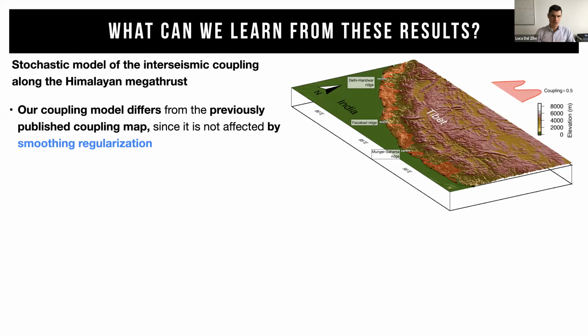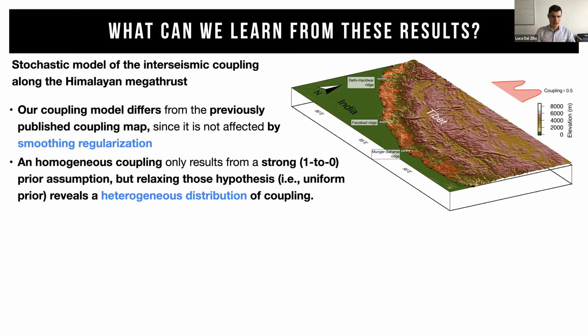But in our case, we don't impose any smoothing regularization. So the coupling that you see here is not a result of any smoothing regularization. And when we do that, we see this heterogeneous distribution of coupling. And another important point is that this homogeneous coupling, more similar to previous studies, more of a coupling that is homogeneous along the strike, is obtained when we have a strong assumption in our inverse problem.